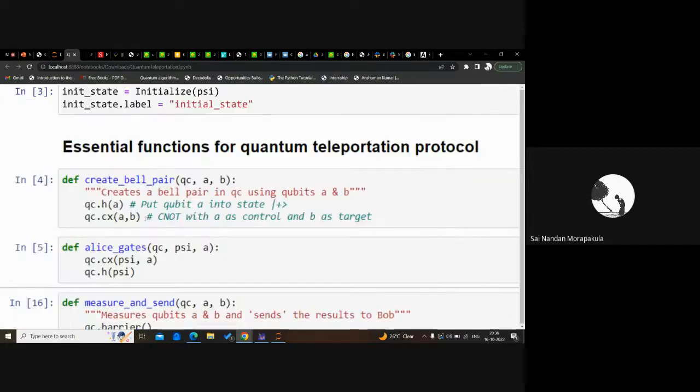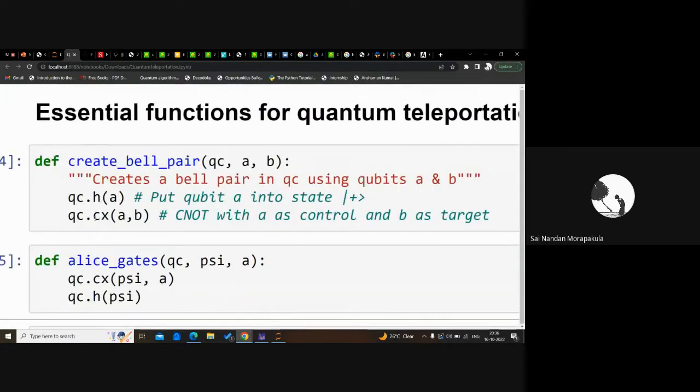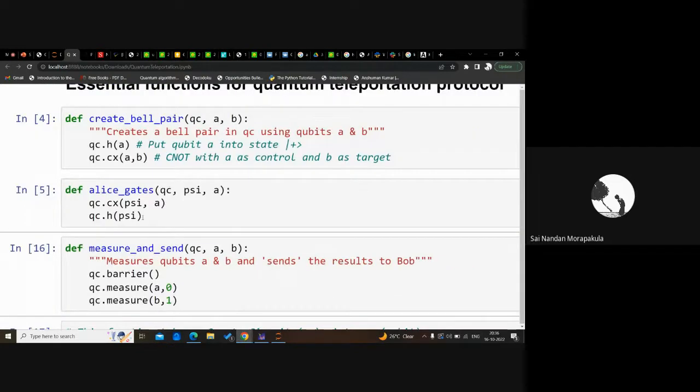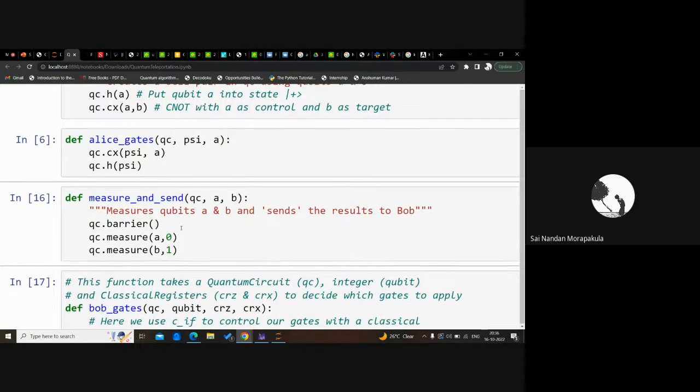So you can see that H and CX, which combined give us an entangled pair, or a Bell pair, and then we'll apply a CX gate and a Hadamard gate to the qubits Alice has got. We define these as Alice gates, because these are the gates we are applying to Alice's qubits. So we'll apply a CX gate and then a Hadamard gate. And then the third step is we'll measure those.